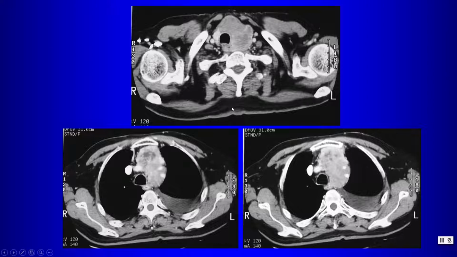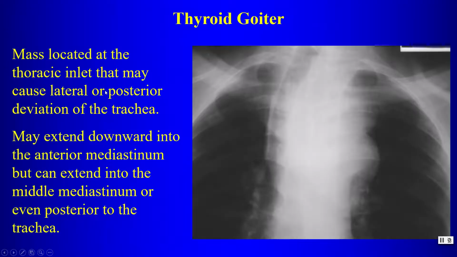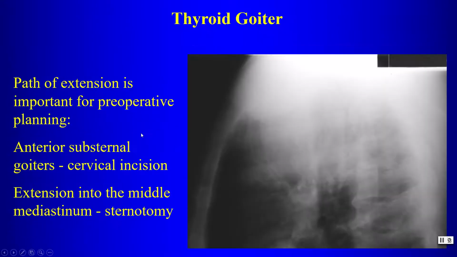But what is different about this lesion is that instead of pushing vessels aside, this is encasing the blood vessels. Here also there is a left pleural effusion. So this is an example of a malignancy. This is thyroid cancer. So thyroid goiter: we want to think of masses of thyroid origin whenever we have a mass that deviates the trachea and extends into the anterior mediastinum. Occasionally they can also extend to the middle mediastinum.